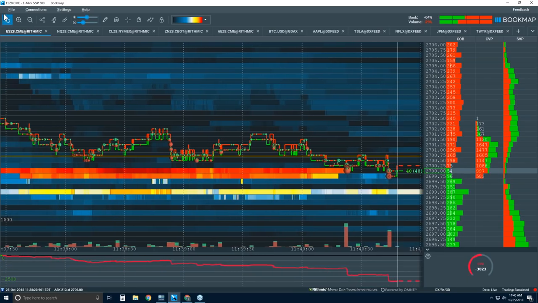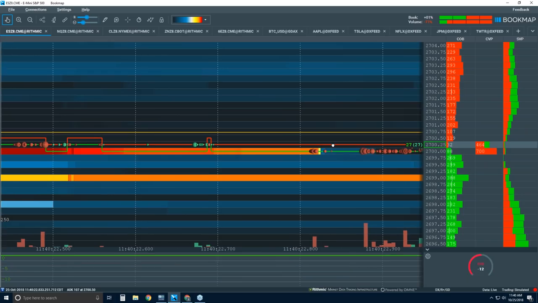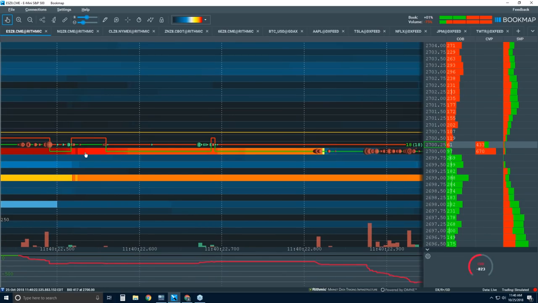And let's zoom in here. Yep. Okay, 700 contracts. And that high liquidity at this area here, that was around 400, right? So quite a bit traded there.